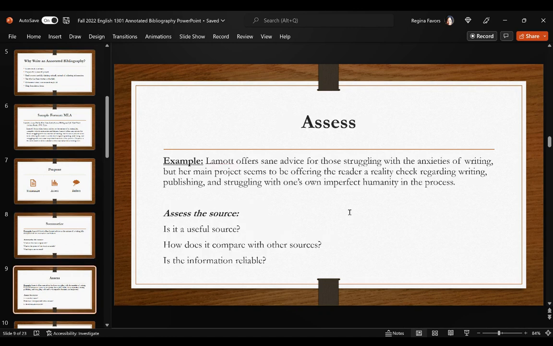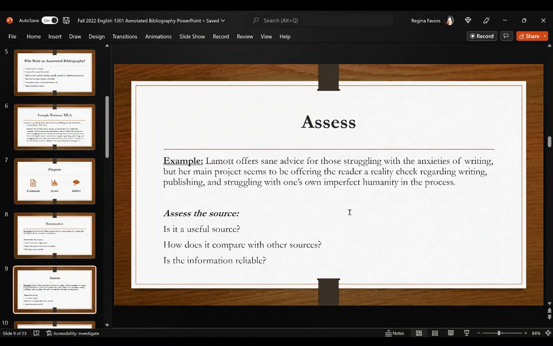So then the assessment will be: Lamott offers sane advice for those struggling with the anxieties of writing, but her main project seems to be offering the reader a reality check regarding writing, publishing, struggling with one's own imperfect humanity in the process. It begins almost like another summary about the anxieties of writing, but then the person who wrote the annotation gives you a but. And we all know that a but cancels out everything said right before it.